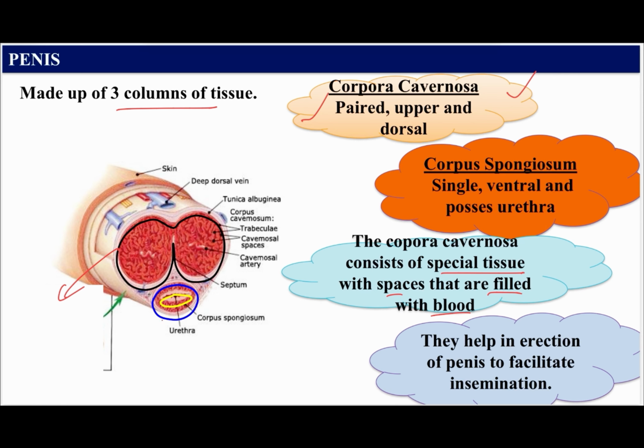At the bottom, on the ventral region, the corpus spongiosum is present. It is present singly, on the ventral side, and the corpus spongiosum also contains the urethra. So these two types of tissue, the corpora cavernosa and corpus spongiosum, help in erection of the penis to facilitate the insemination process.